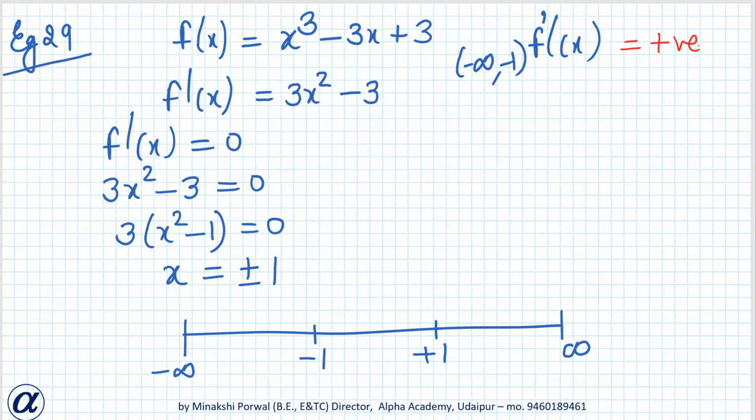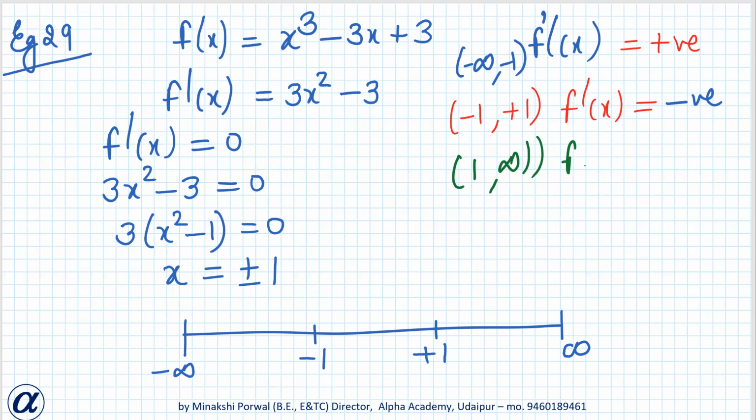When between minus 1 and plus 1, we'll again observe the sign of f dash x. Suppose I am taking 0. If I put 0 here, 0 into 3, 0 minus 3, so it is negative. Then between 1 to infinity, again observing the sign of f dash x. Suppose I am putting positive 2, again it will be positive.